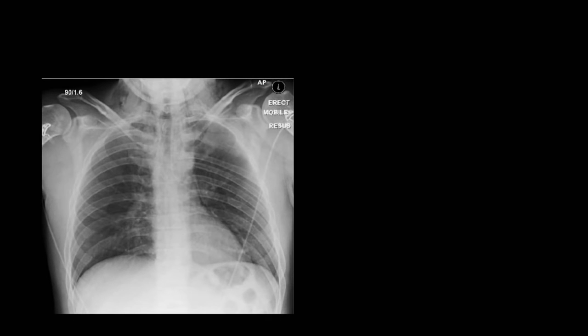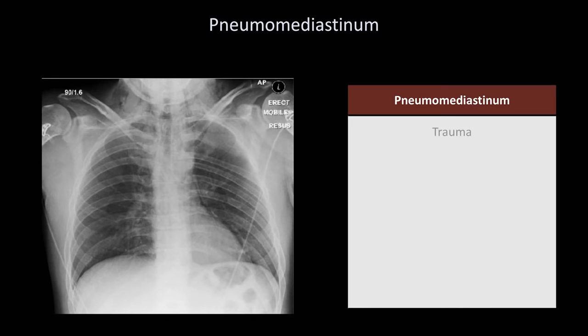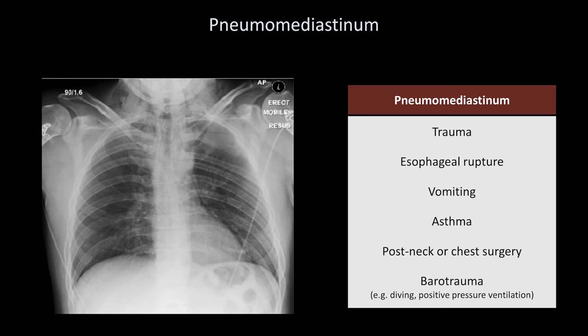Where's the abnormal gas in this patient? There are two locations. The easier one to spot is the subcutaneous emphysema in the neck. But look closely at the left mediastinal border. See this extra line right here? The intervening dark stripe is air in the mediastinum, a condition called pneumomediastinum, which often coexists with subcu emphysema. Causes of pneumomediastinum include trauma, esophageal rupture, vomiting, asthma, neck or chest surgery, and barotrauma.